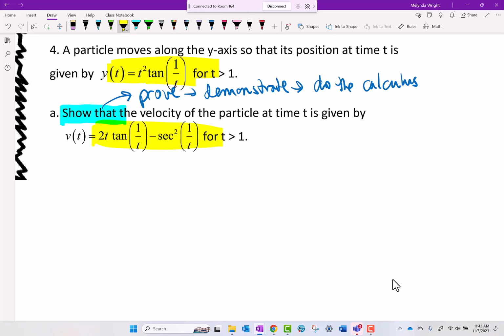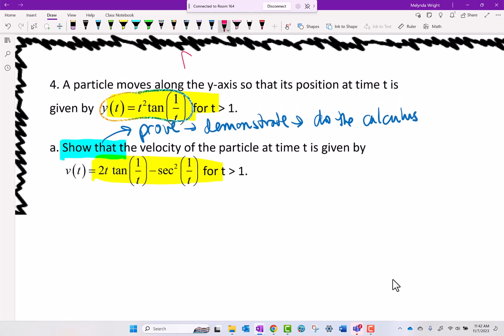So we look at this thing right here. What kind of rule are we going to use to take the derivative of that? What's our overall template for that? It's going to be product rule. With me? According to our product rule, so F'G plus FG', first things first, second things second. I'm going to make this F and this part G: t squared is F and tangent of 1 over t is G.